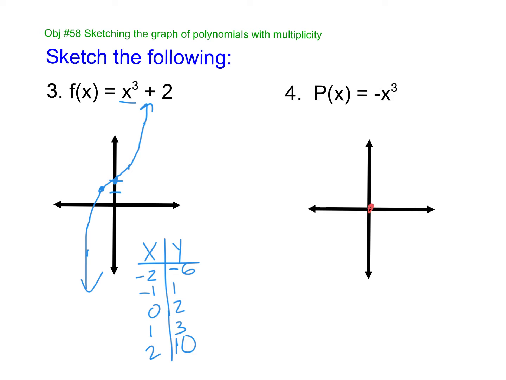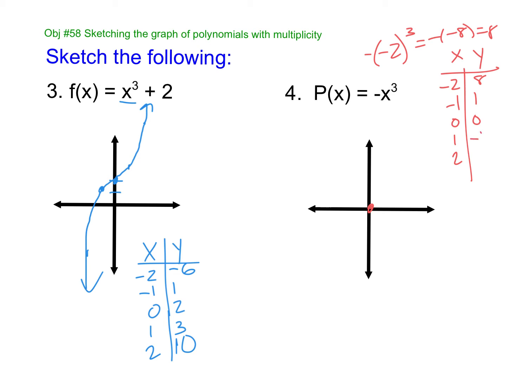So 0, 0, right? Negative 2, negative 1, 0, 1, 2. What does this guy look like? Basically, it's the same thing, but all the signs are switched, right? Because if you plug in negative 2 to the third, that's negative 8, which is 8. So it's the same graph, it's just flipped. So we got that and that. And that's it. So that's the parent function.